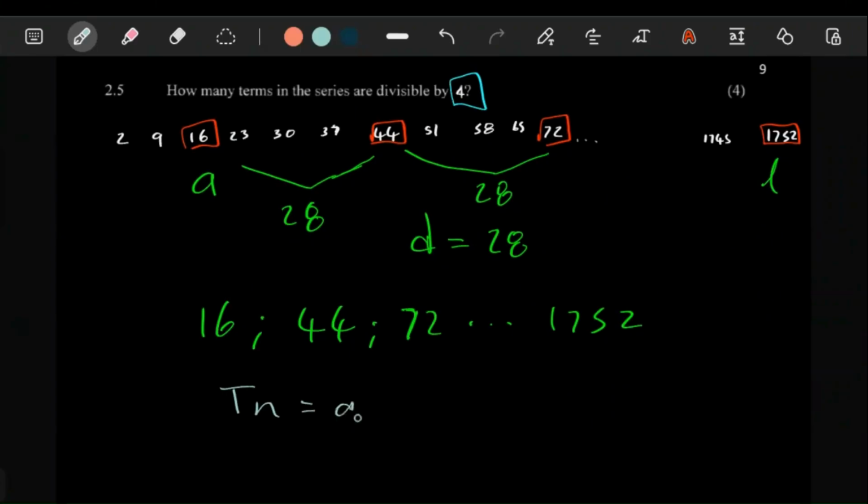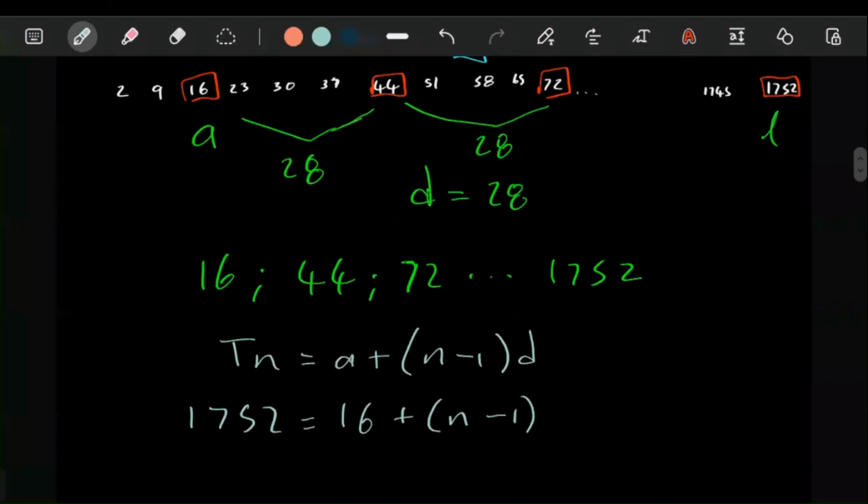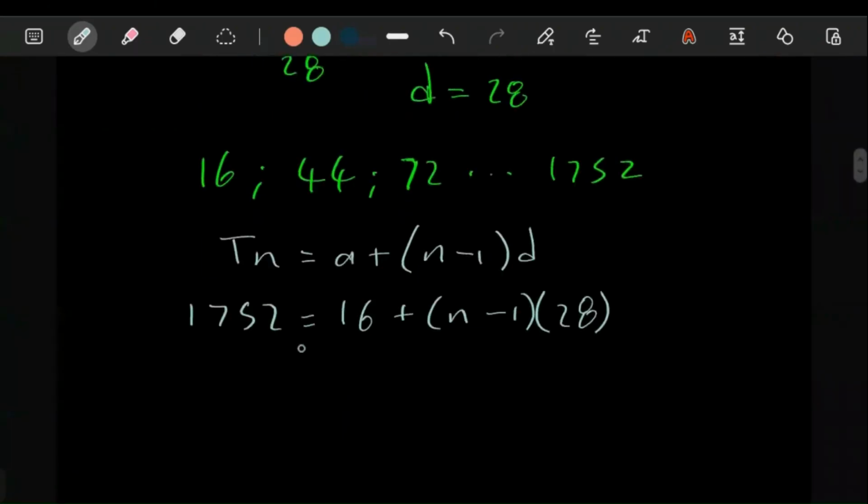Fortunately, what you can do is just use the Tn formula. Tn equals a plus (n minus 1)d. The last term in the sequence, you have it, 1752. The first term is 16. You don't know how many terms are in the sequence, so n is just left blank since you're trying to find out how many terms there are. The common difference is just 28, so you're going to put 28 over there. And then here, you're going to have 16 plus this multiplied by the n. Here we go. And then you are going to solve for n.